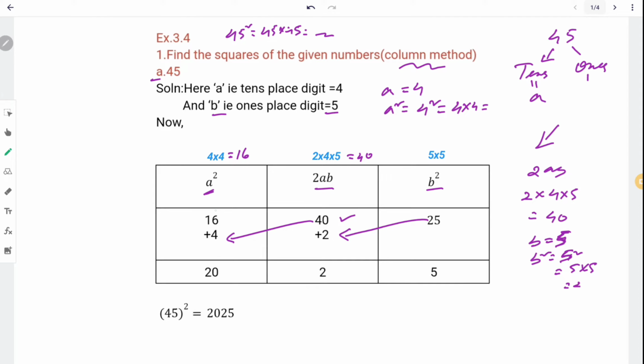The next step is that whatever is in the A square, you have to add. So 16 plus 4, we're going to get 20, right? But from the other two, you only have to take the ones place. So 0 plus 2, because in 40, 0 is in the ones place, and 2 is already in the ones place, so 0 plus 2 is 2. Same thing again here. From here, take only the number in the ones place. 5 is in the ones place, 2 is in the tens place, so you take the 5 out here. Then from here you can say 20, then 2, then 5. So 45 square equals 2025.